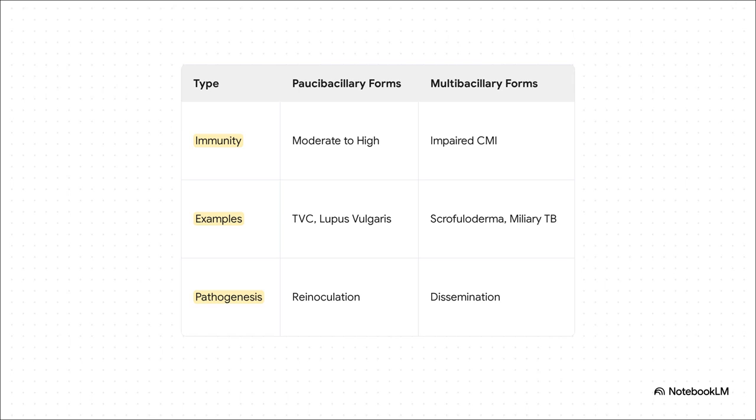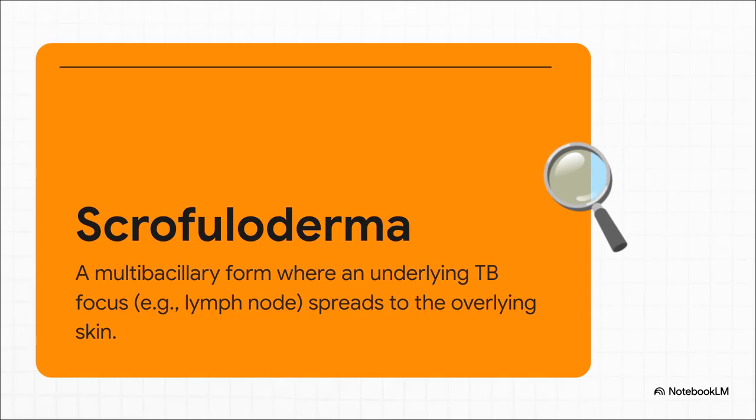The bacteria are rare, they're hard to find. Then you have the multibacillary forms, like scrofuloderma or a tuberculous gumma, and these are seen in patients with impaired CMI. Here, the organisms are absolutely plentiful. I want you to think of scrofuloderma as a sign of containment failure.